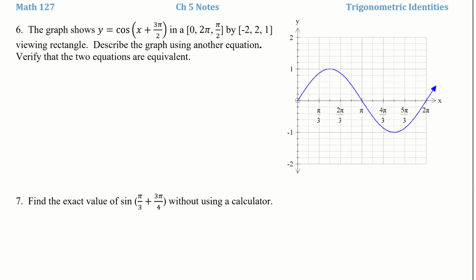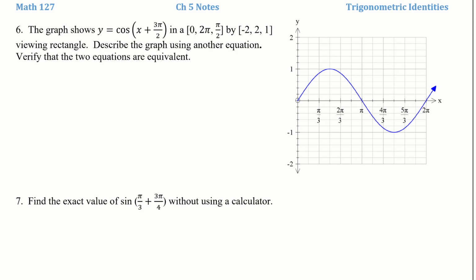Number 6. This graph shows y is equal to the cosine of x plus 3π/2, and this is in a window of 0 to 2π. And this says it's counting up by π/2, but I think I actually counted up by π/3 in my graph, so forgive me. We want to describe the graph using a different equation, and then we want to verify that the two equations are equivalent.